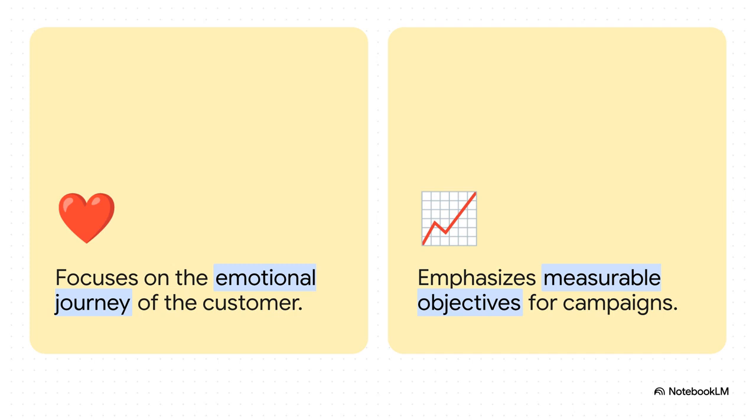Now, what's really interesting here is that this was a huge shift in philosophy. While AIDA is super focused on mapping out the customer's internal, emotional journey, Dagmar, which by the way stands for Defining Advertising Goals for Measured Advertising Results, flips the script completely. It emphasizes setting highly specific, measurable objectives for the campaign itself. It brought this whole new era of strict accountability to marketing.